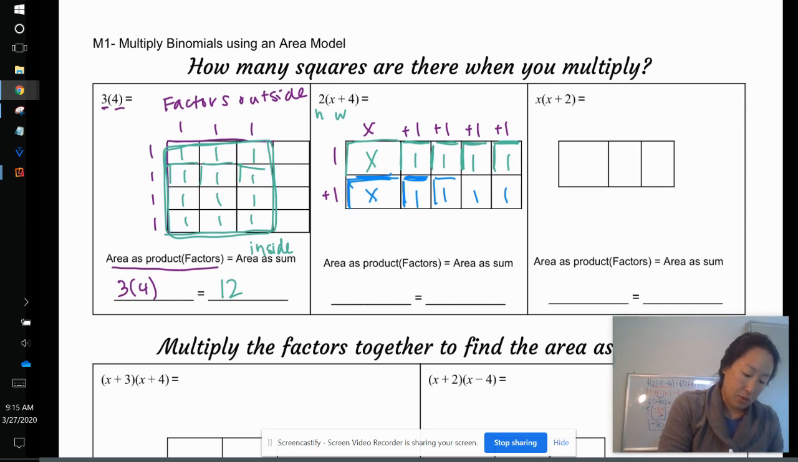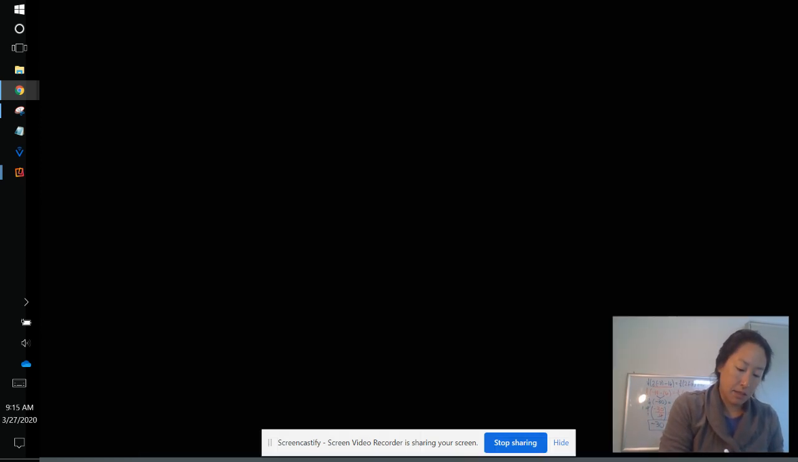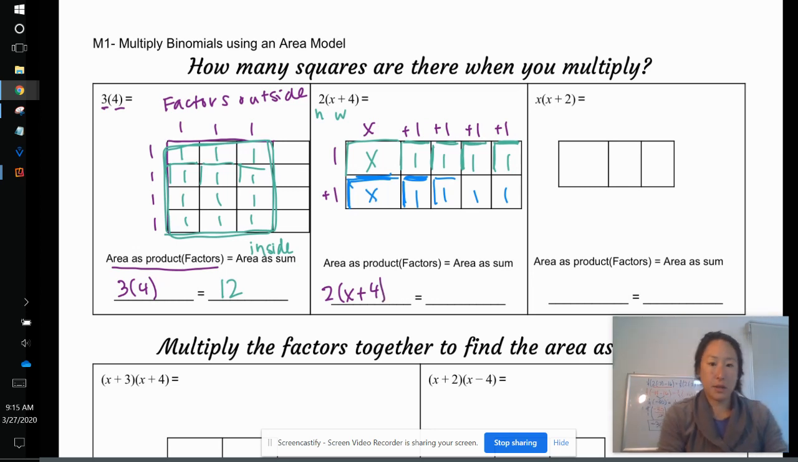Okay, so in total, what we did for the products, we did 2 times x plus 4. And when I multiply those together, I get a sum of areas, which is on the inside. So I add up x plus x gives me 2x. And then I add up all of these single ones. Okay, so 1 plus 1 plus 1 plus 1. How many do you have in total? I have 8. You can see that this is a fancy way to distribute.